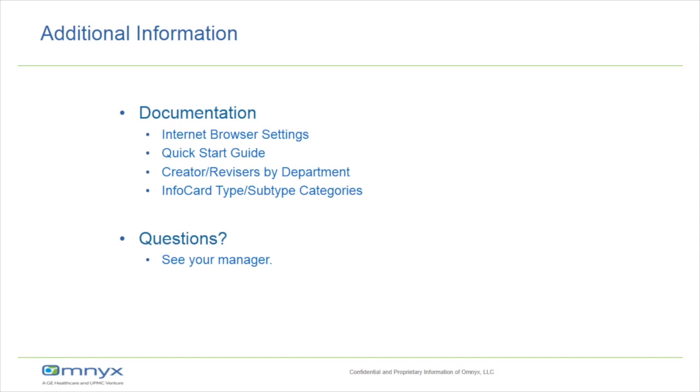Once you receive credit for this course and sign the electronic signature form, you will be given access to Master Control. Before logging in for the first time, please make any necessary changes to your browser settings by referencing the Internet Browser Settings document. Reference the Quick Start Guide to learn how to log in, search and view documents, and perform training tasks. There is additional documentation available for Creator Revisors by department and a listing of info card types by category. If the location of these documents has not been provided to you, please follow up with your manager.